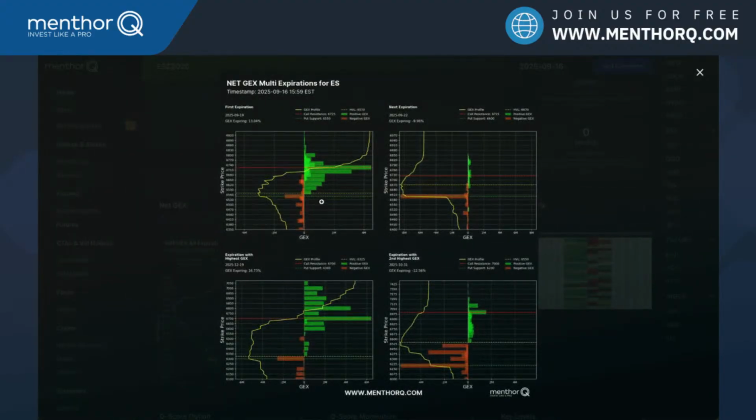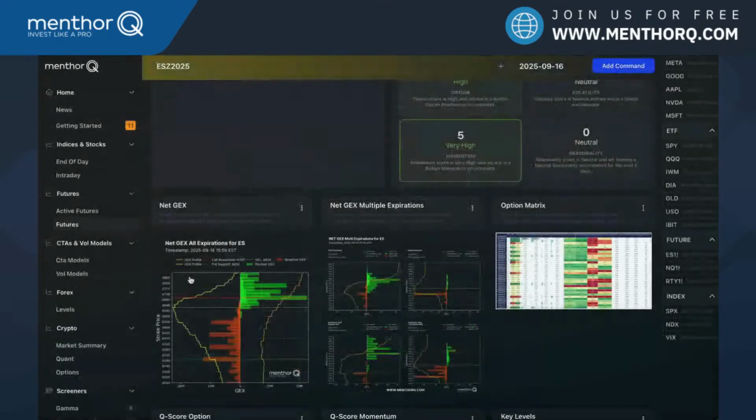You can also monitor the 0DTE flow. So here are the options expiring today. You see there's a lot of positive gamma here. And for today, the core resistance for 0DTE is 6,725. So clearly, the market is looking at the event for this afternoon and positioning itself. And then, of course, you have all the other expirations there.